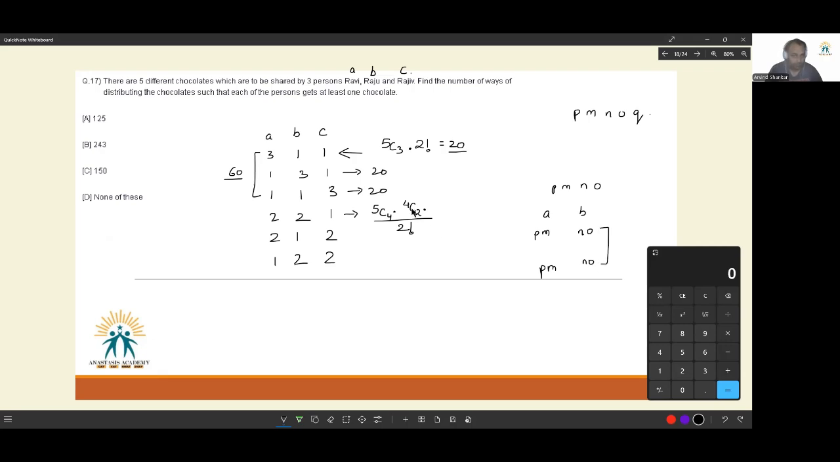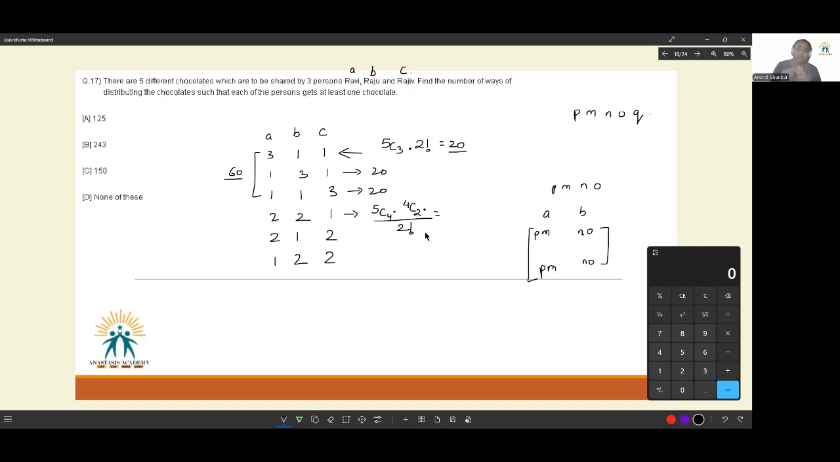If I simply do 4C2, both these cases would be counted separately. By doing 2 factorial, this double count is being adjusted. Once I adjust this double count, I will get my precise value. See, the 1 chocolate that was left has gone to the third person. That has automatically been taken care of.